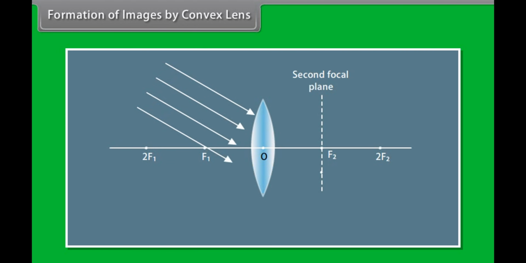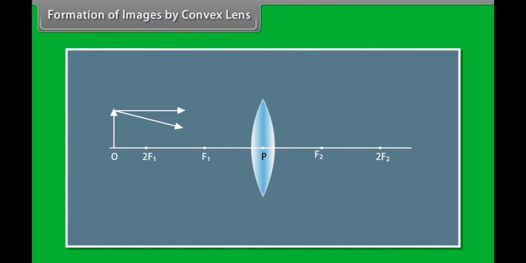When the object is placed at infinity and the rays are not parallel to the principal axis, then the image formed at the focal plane on the opposite side of the lens as that of object. The nature of the image is real, inverted, and highly diminished.